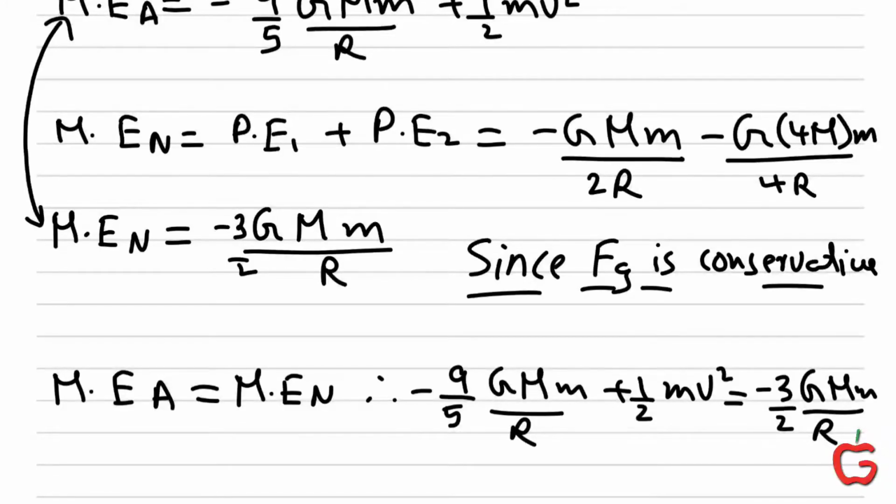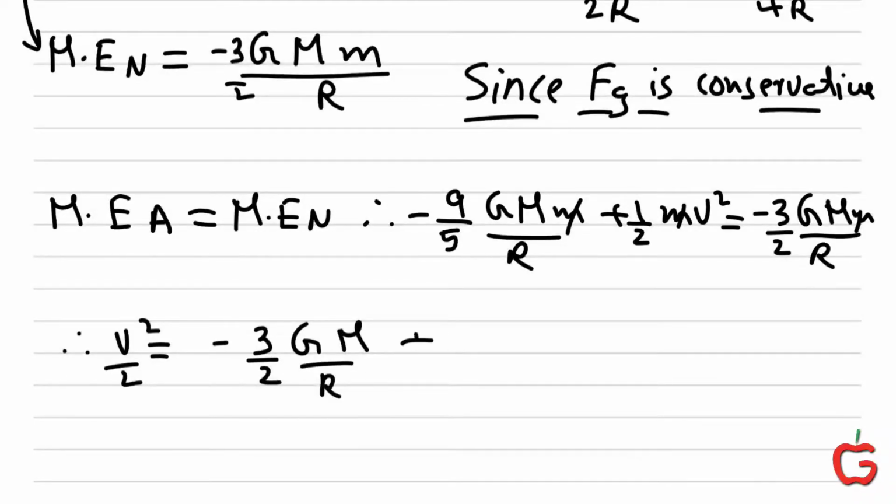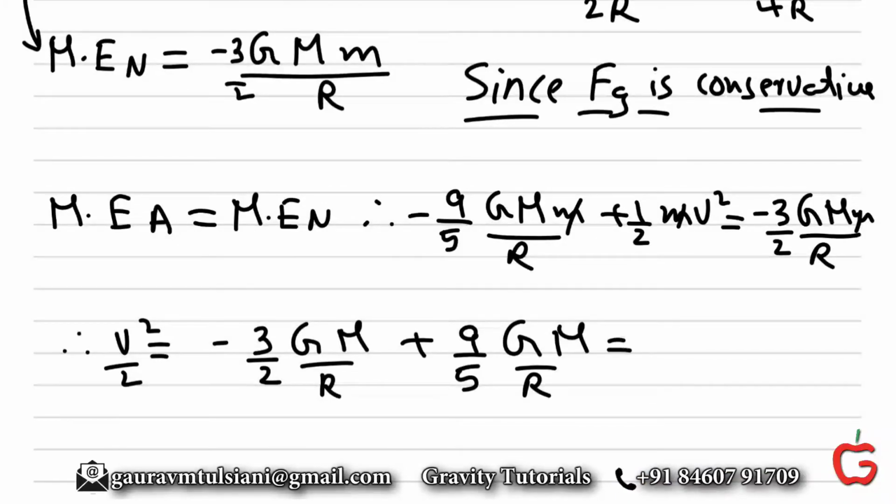Okay, so a lot of things are cancelling out here. So this small m is gone. Actually, only small m is getting cancelled out here. Okay, so we are interested in v. So let's keep v on one side. So v square by 2 gives us minus 3 by 2 G M by r plus 9 by 5 G M by r. So let's add this.